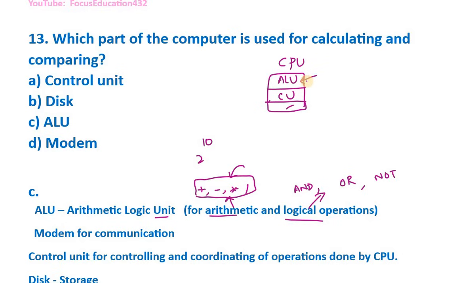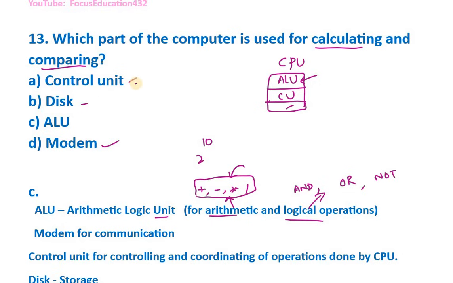One part of the CPU is the ALU, right? It is used for calculating and comparing. So remember that for calculating and comparing, broadly it is the CPU, and inside the CPU, the ALU, arithmetic and logic. Modem is for communication. For example, if one computer wants to communicate with another computer in the network, we need a modem, right? Disk is for storage.